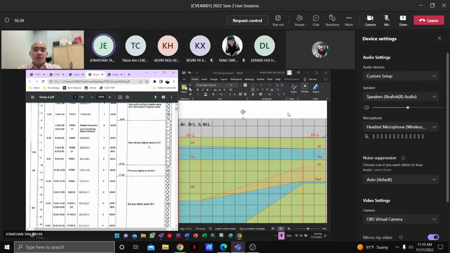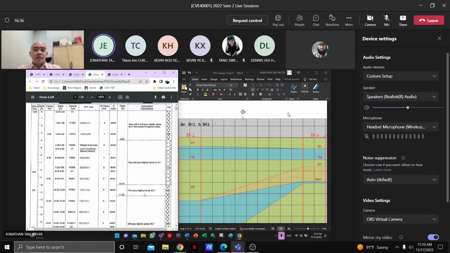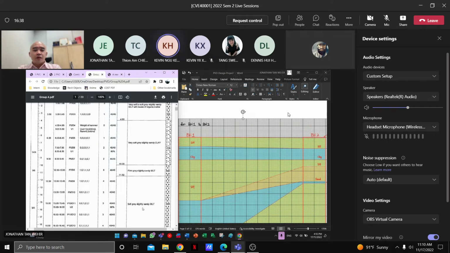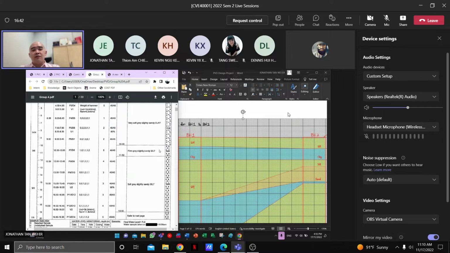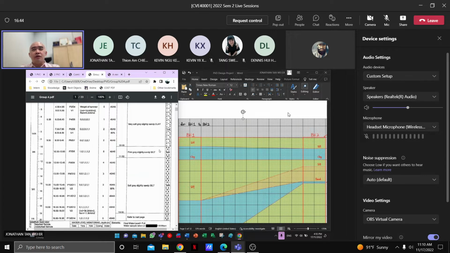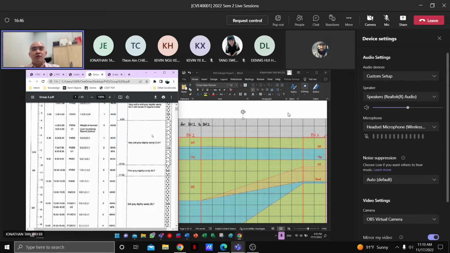So you mean we need to do it layer by layer, cannot combine it? You have to show different shades. So let's say clay. If it's very soft, you use light blue. If it's soft, then you use a bit darker. Then if it is firm, darker still, until finally your hard clay is the very dark blue. Same thing with the silt. For the silt, you show different shades of green.